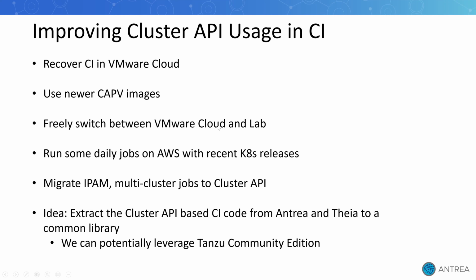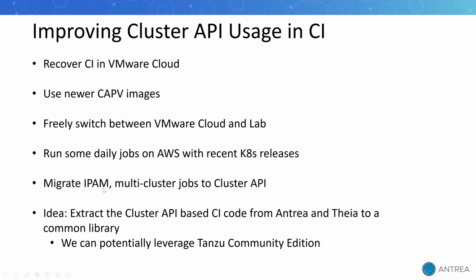The benefit of running jobs inside VMware Cloud is that we can expose all of the logs to GitHub, so you can see everything: what's failing, what's running, what's being deployed in your test. But in the lab, everything is sensitive, so we don't want to expose any logs for now. And then we want to do some daily jobs on AWS with recent Kubernetes releases. I'm working on this with our intern.